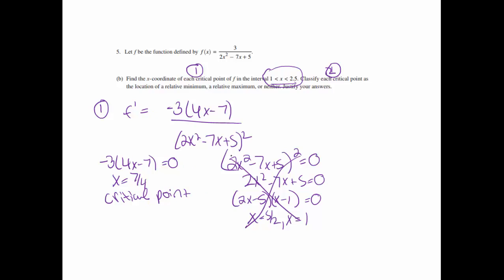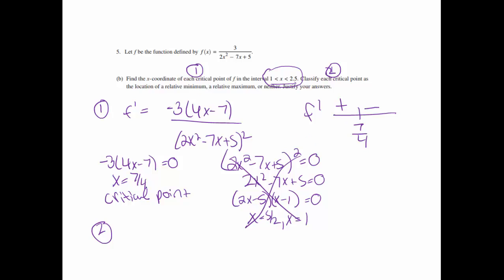So that was the first part, and then the second part was for each critical point, decide if it's a minimum, maximum, or neither. So now I'm going to go ahead and make an f prime chart, and I only need to put 7/4 on it. So if I pick something before 7/4, but it needs to be in this interval, let's see, I'm going to pick maybe 6/4. So if I pick 6/4 and I put it into this equation right here, I'm going to come up with a positive value. And if I pick something after it, but it has to be between 2 and 2.5, let's say I pick 2. If I put 2 in here, I'm going to get a negative value.